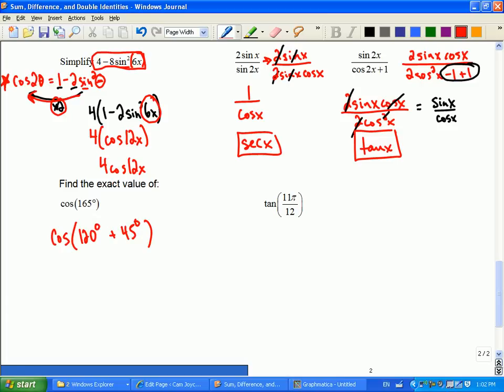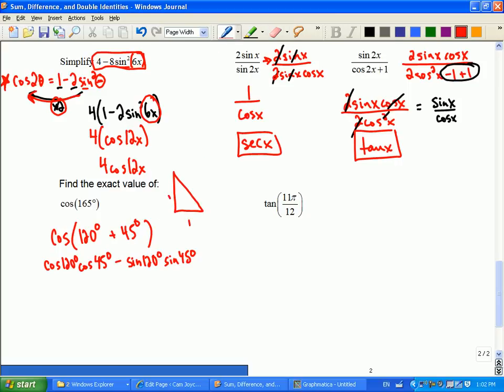So those are ones that we could figure out from our last unit, right? Now, 165 I can do because I'm going to split it. I'm going to call this cosine of 120, cosine of 45, plus the sine of 120, and the sine of 45. Minus, yeah. Just testing you.